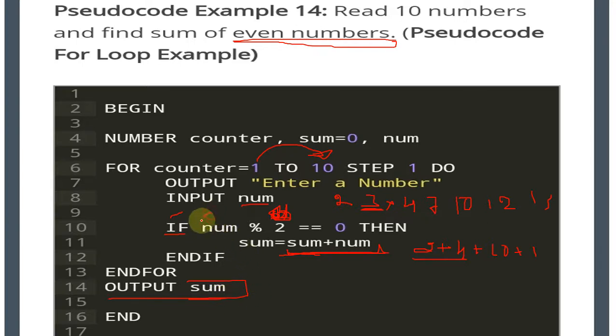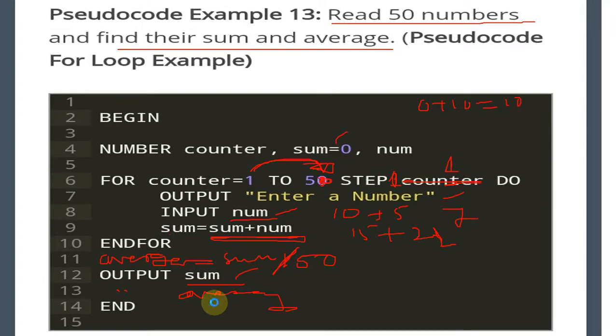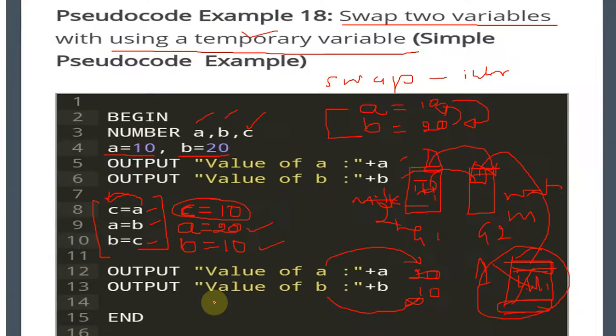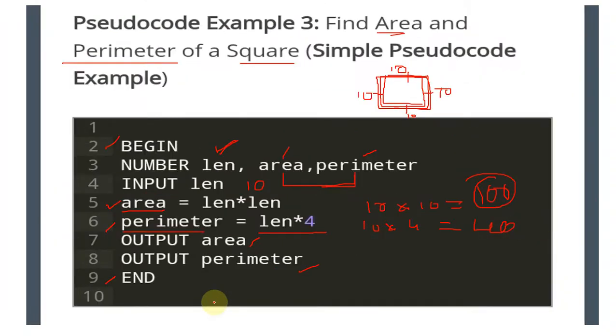How are you going to check the even number? Num percentage 2 equal to 0. So this is the condition. If num percentage 2 equal to 0, then you will add sum equal to sum plus num. Otherwise you will not add that number into sum. So these are the pseudo codes. You need to write down all these pseudo codes and send me back.